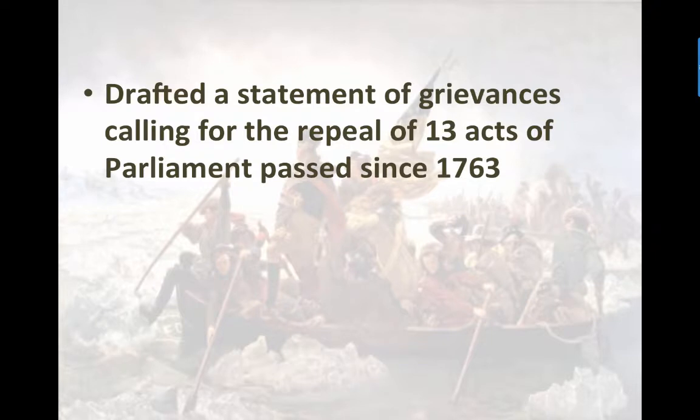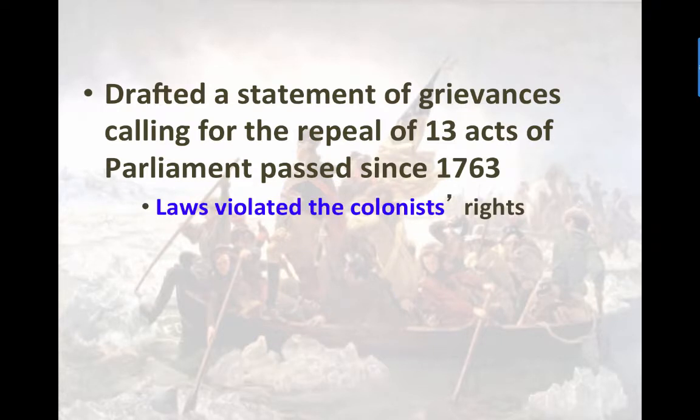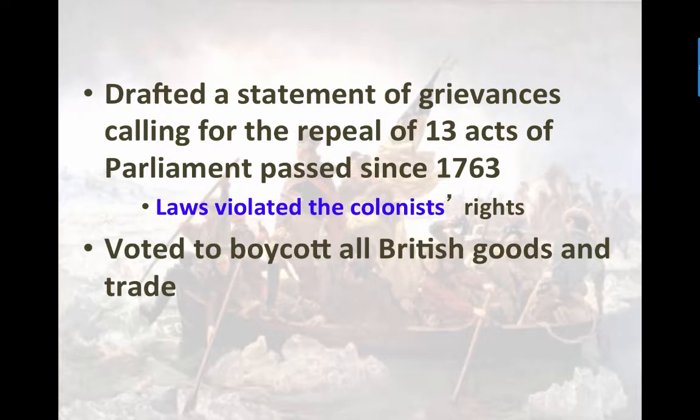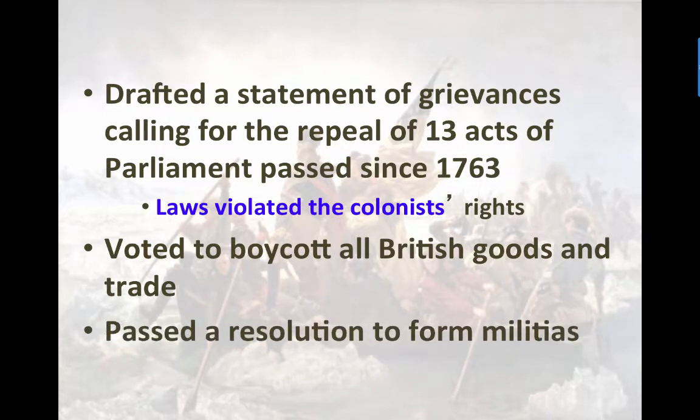Now these 56 men created a statement of grievances, a list of complaints that called on Parliament to repeal all of the acts that they had passed in 1763, using the argument that these laws had violated the colonists' rights. They voted to boycott all British goods and trade until Parliament repealed all of these acts. They also passed a resolution that said each colony needs to create its own militia.